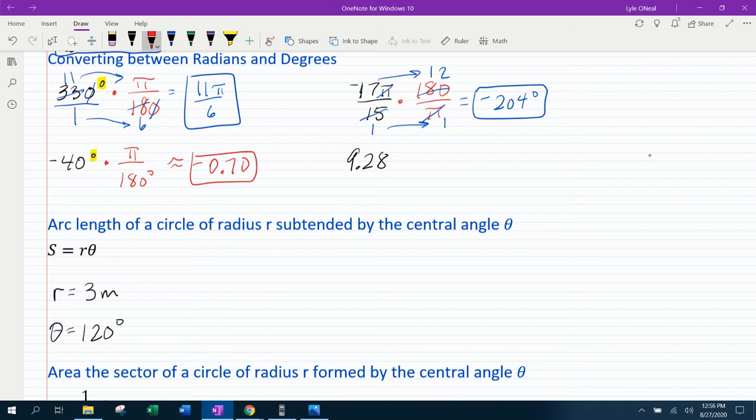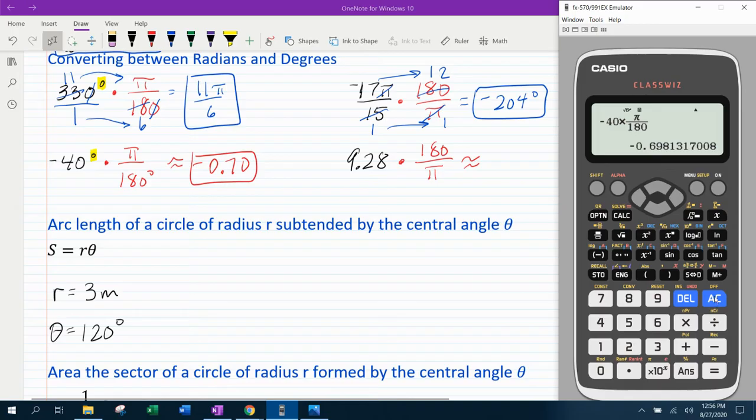Now, here we have another radian. Again, we know this is a radian because there's no degree symbol. We want to convert to degrees, so we're going to multiply by 180 over pi. And let's say they want this approximated to the nearest hundredth, okay? So again, we're going to pull up our handy dandy calculator. 9.28 times 180 over pi.